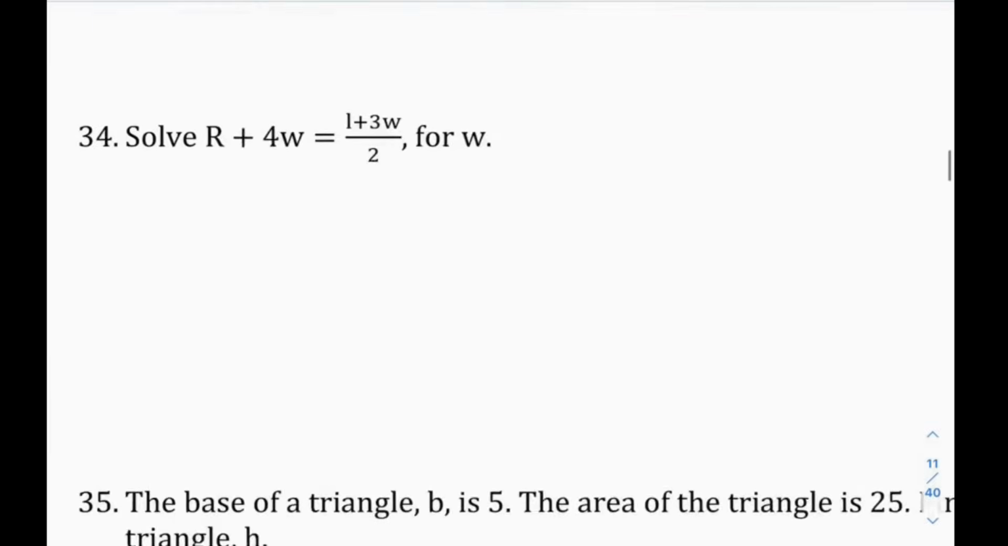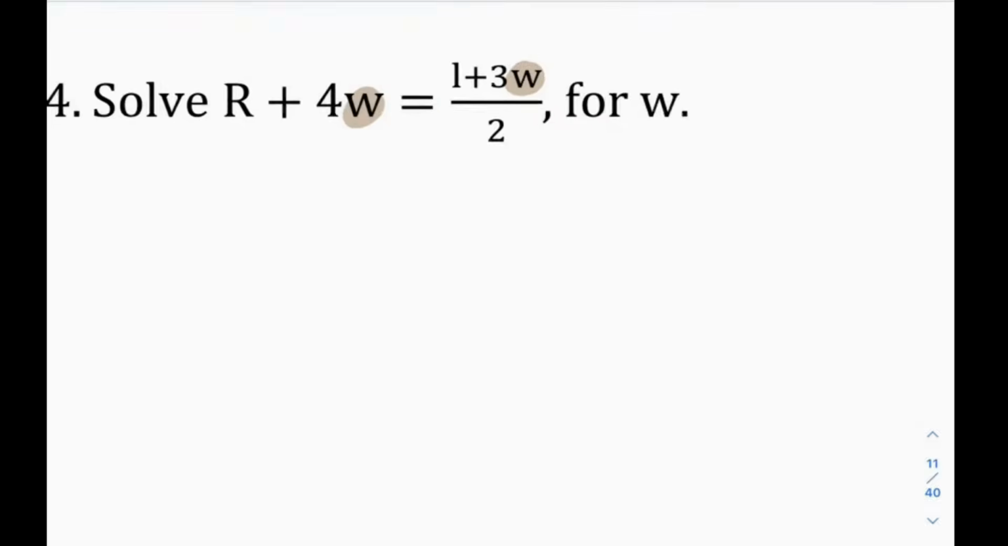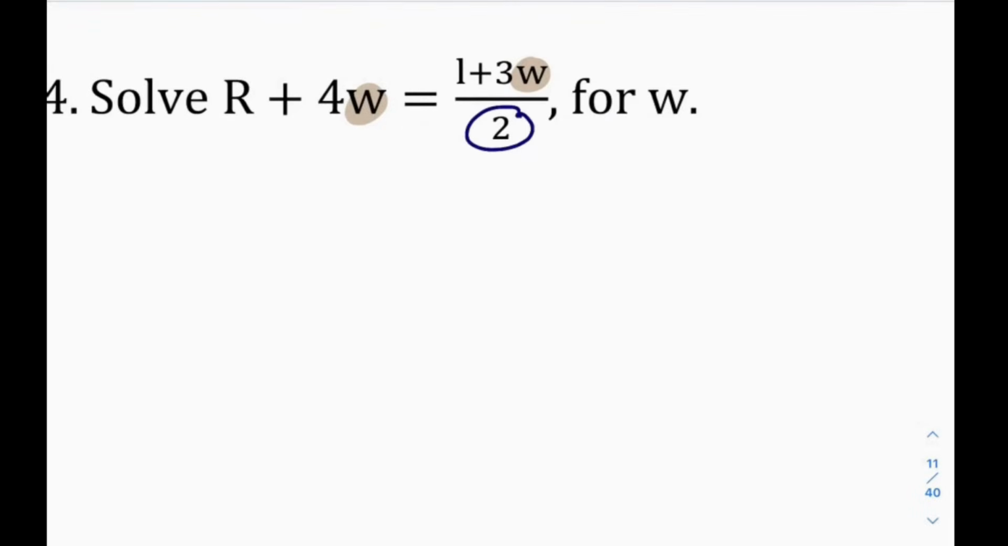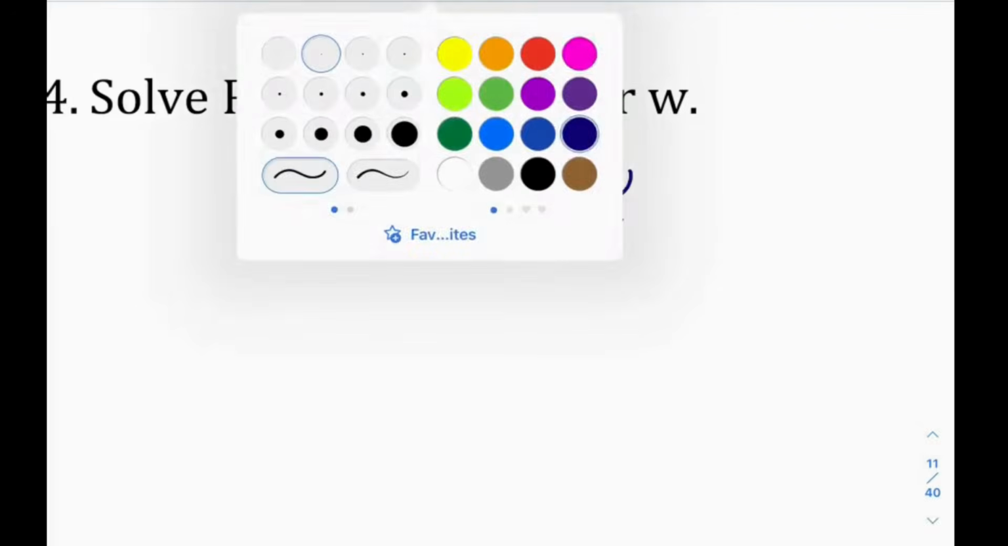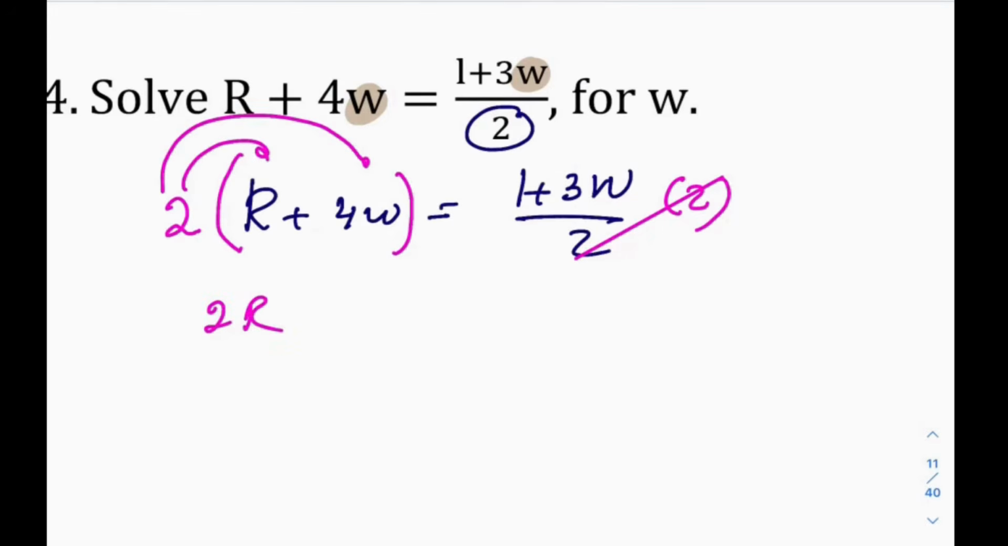Now, this is also with W, and W, as you see, existing here and there, and we have a problem, which is the 2. So I will copy the question first here, so that you can see better what I am going to do. I will multiply by this 2 to cancel. And don't forget, you are multiplying by 2 the whole expression. So you need to distribute: 2R plus 8W equals 1 plus 3W.